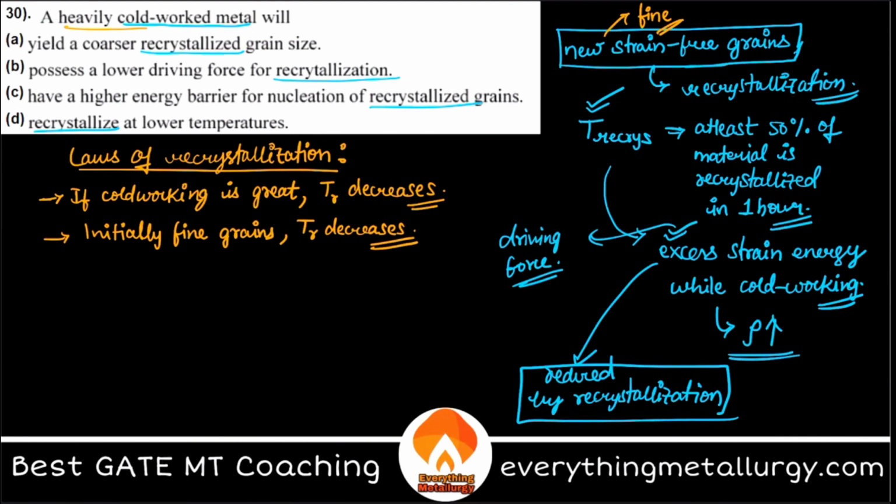And what is the other thing? B option is possess a low driving force. No, on creating more dislocations, more amount of strain energy is forming, so more driving force, so even B option is wrong.